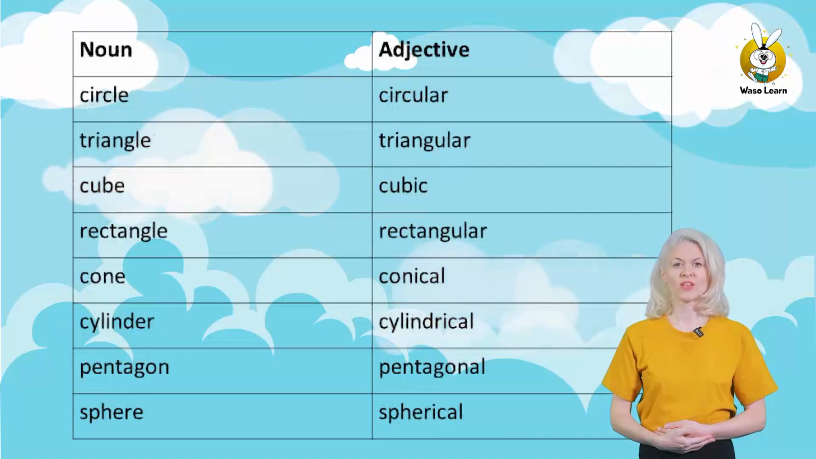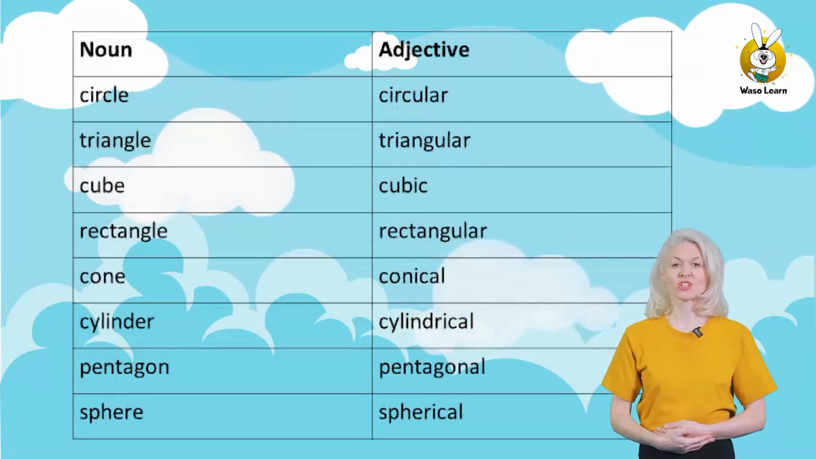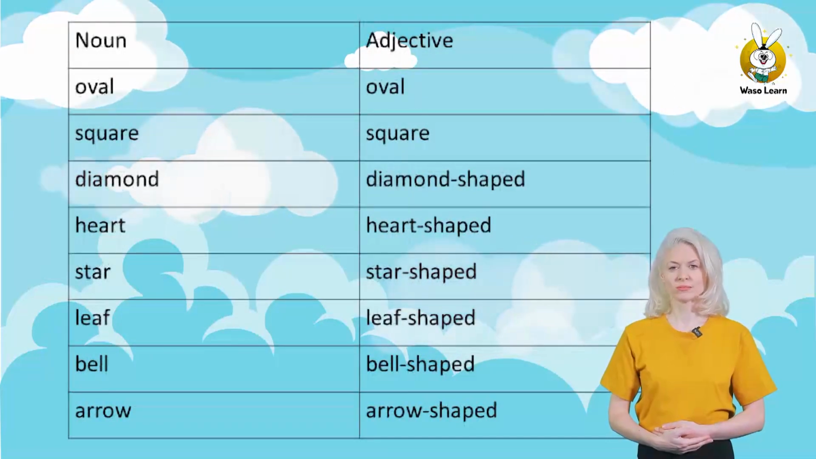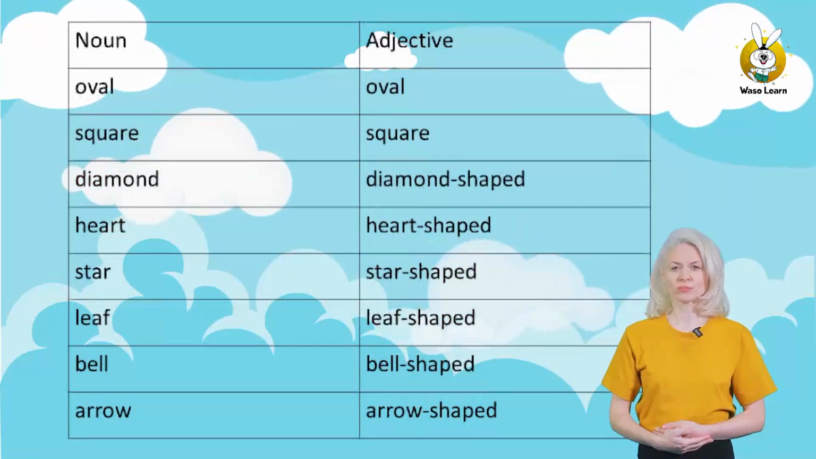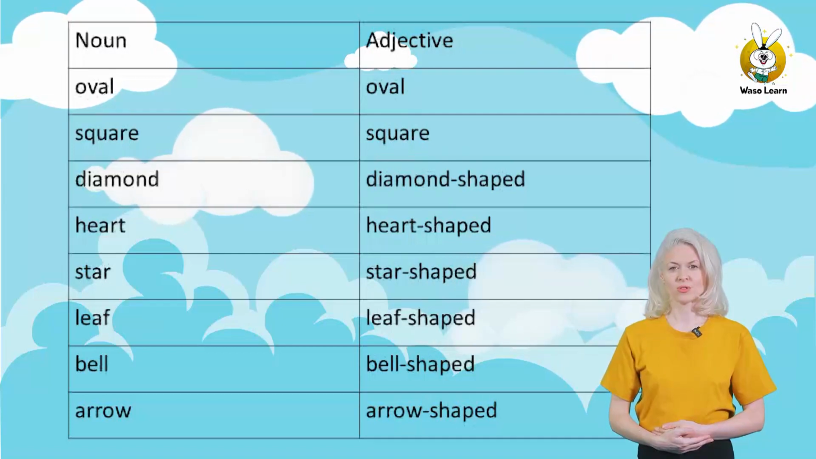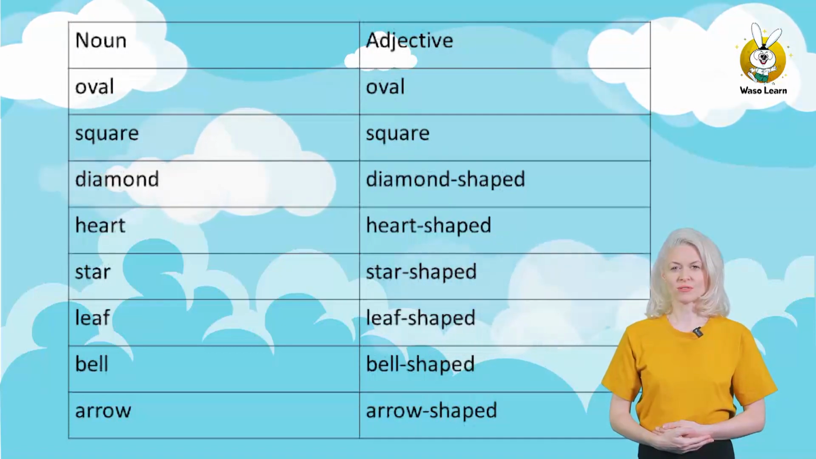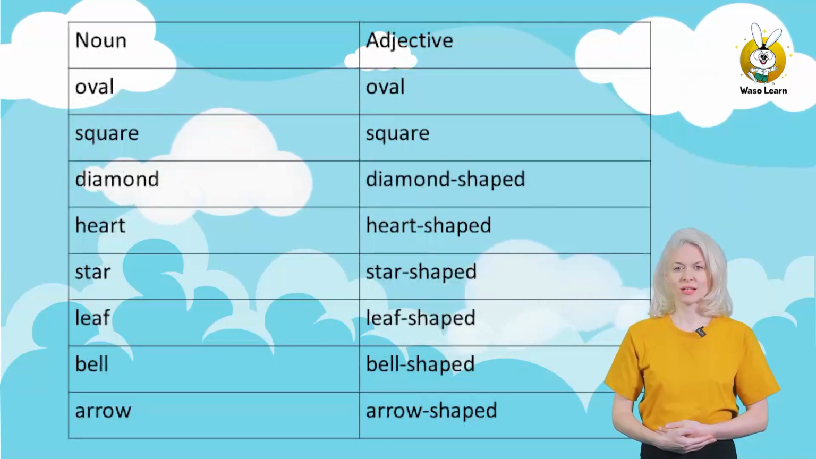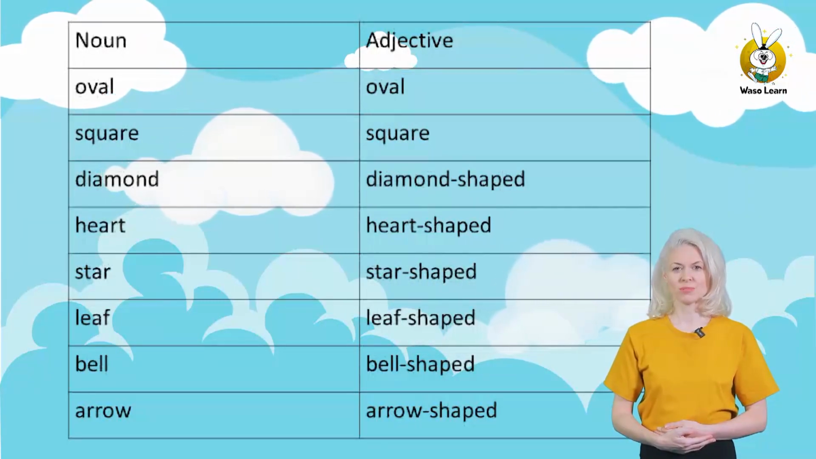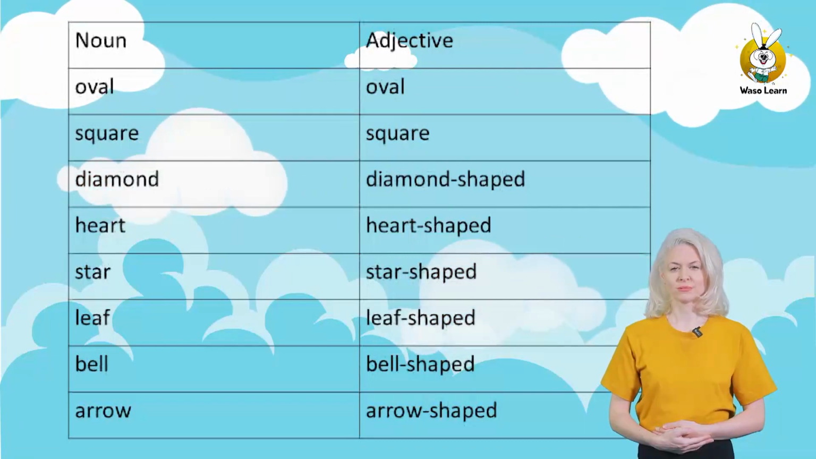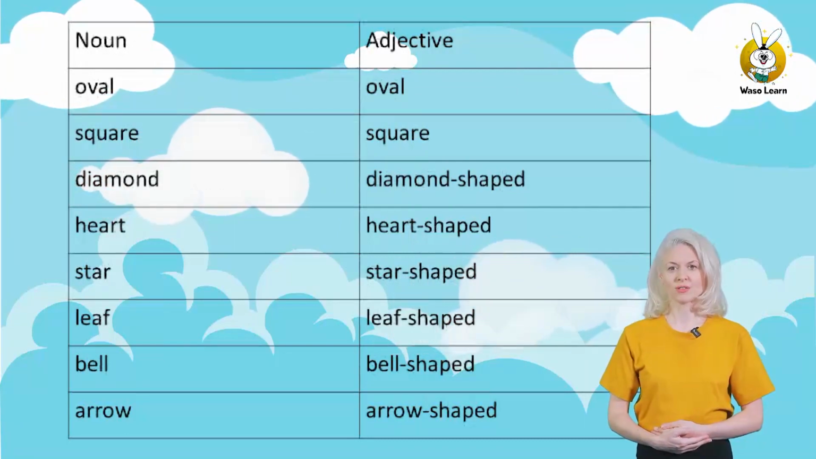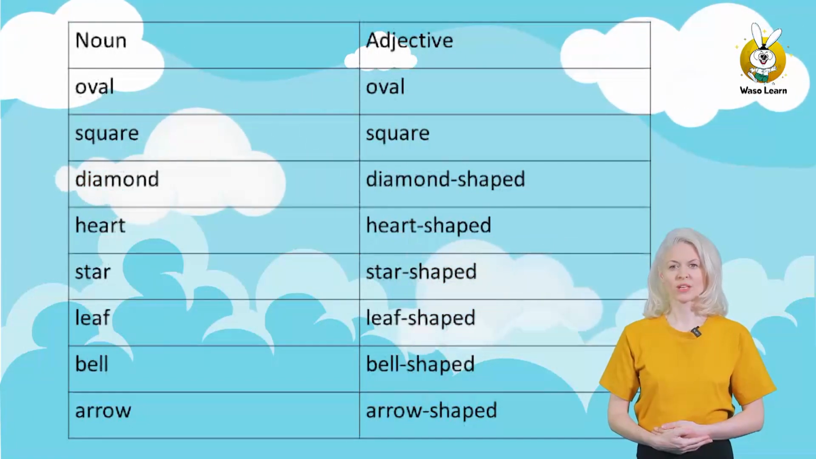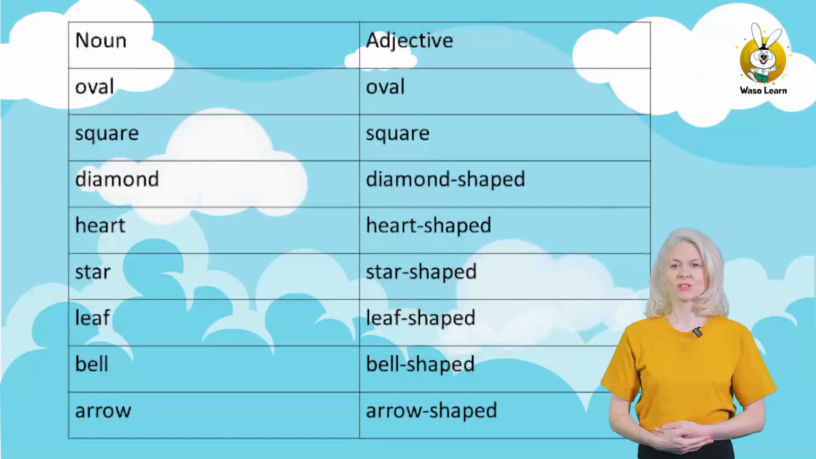Noun, sphere. Adjective, spherical. Noun, oval. Adjective, oval. Noun, square. Adjective, square. Noun, diamond. Adjective, diamond-shaped. Noun, heart. Adjective, heart-shaped. Noun, star. Adjective, star-shaped.